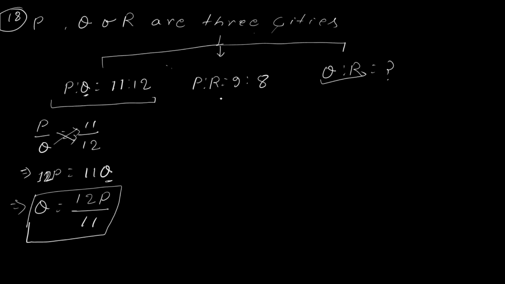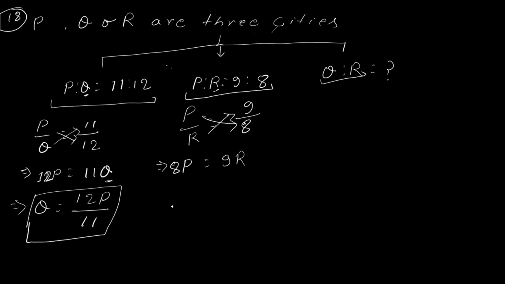From this ratio, what you have to find out? See, Q we found. Now R. So R is being used. P by R equal to 9 by 8. And then here again cross multiplication we have to do. So 8P equal to 9R. And finally R equal to 8P divided by 9. Understood?